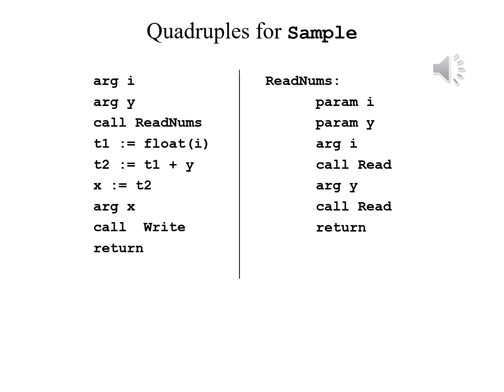On the right, you see the procedure readnums. We recognize I and y as the formal parameters. We now pass the value I, or prepare to pass the value I, to read, and the same thing for y afterwards, in both cases calling read.